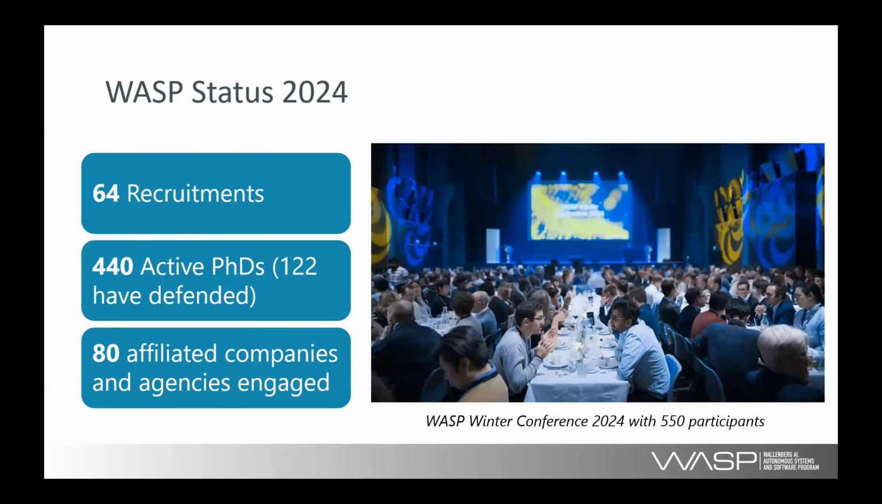As we are right now, in 2024, out of 80 we have so far conducted 64 recruitments. We have 440 active PhD students, out of which 122 have defended. And we have around 80 affiliated companies and agencies that are engaged in the program. This is just one of the photos from our WASP Winter Conference 2024 held in January, where we had around 550 participants from the program getting together for 2-3 days discussing and collaborating.